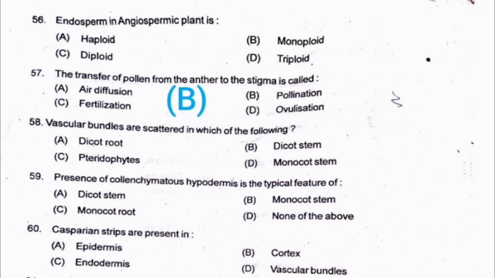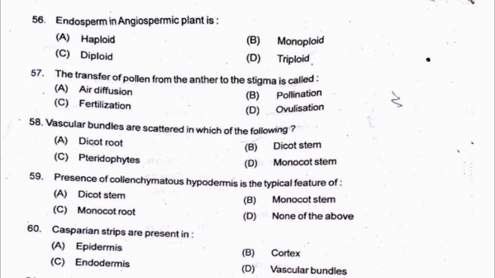Next, question number 58. The vascular bundles are scattered in which of the following? Option A, dicot root; option B, dicot stem; option C, pteridophytes; option D, monocot stem. So, the correct answer is option D, monocot stem. In monocots, xylem and phloem are organized in vascular bundles scattered throughout the stem. As the plant grows, monocot stems generate new vascular bundles for new tissue. Okay, so the correct answer is option D.